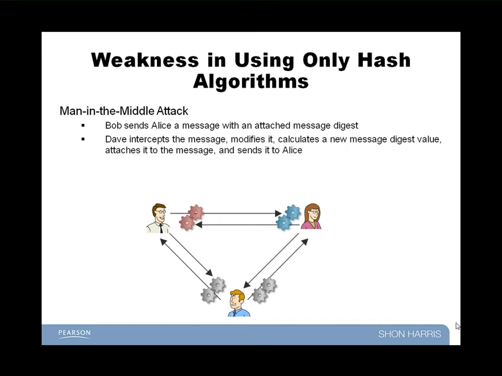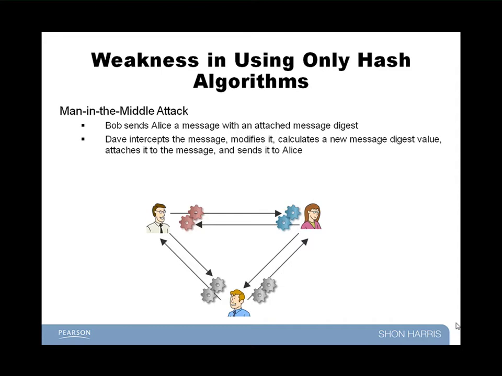Now, Bob and Alice think they're communicating just back and forth. They don't realize there's a man in the middle. So Dave can take the message that Bob has sent over, modify it, calculate a new message digest value, and send it over to Alice. She's going to take the message that Dave wrote, calculate her own message digest value, and they're going to be the same. Alice's message digest value will be the same as the message that Dave sent over, but Alice thinks that message came from Bob. So let's walk through this one more time.